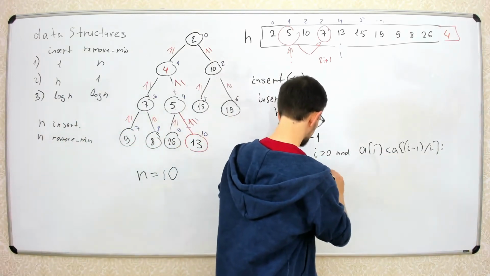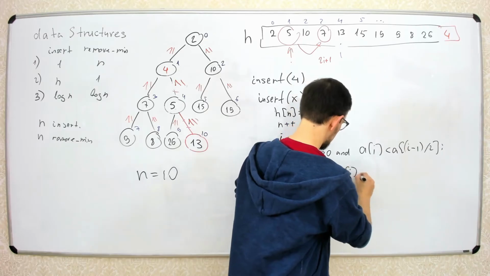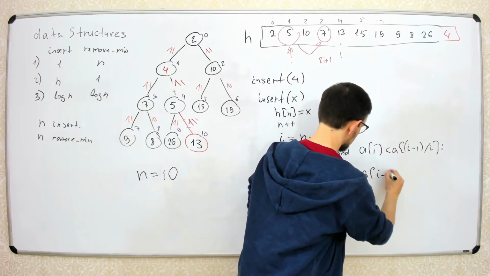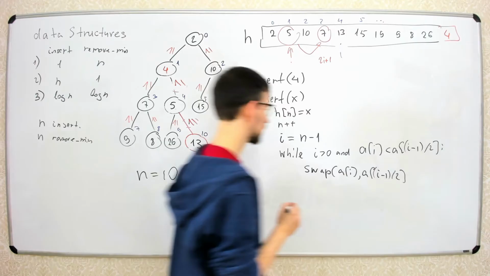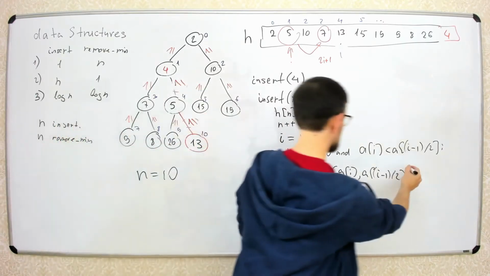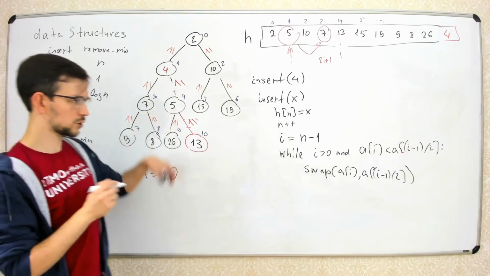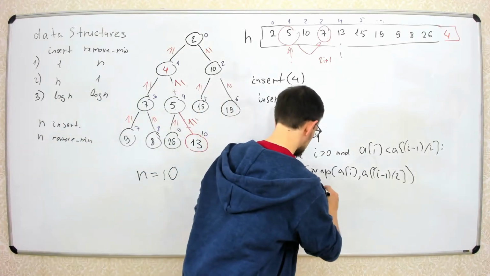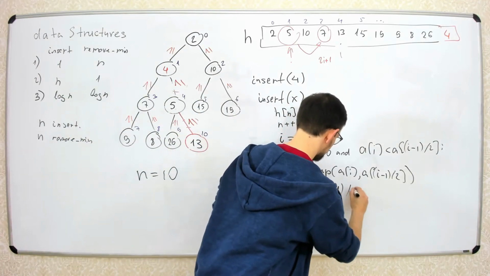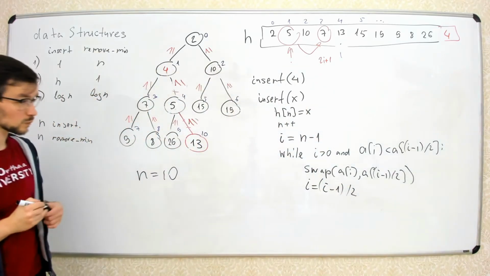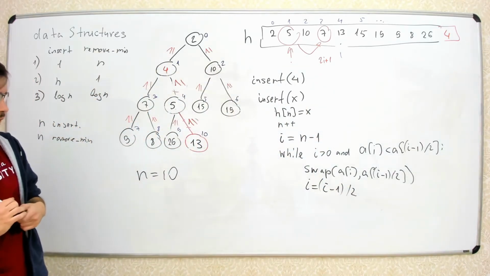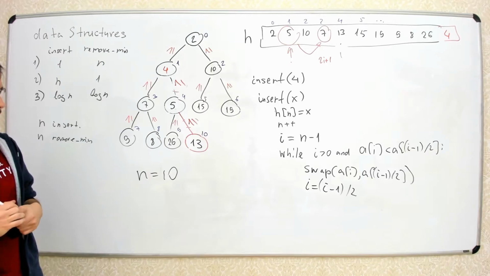Swap a[i] and a[(i minus 1) over 2], and continue to the new position. So i equals (i minus 1) over 2. Yeah, that's all.